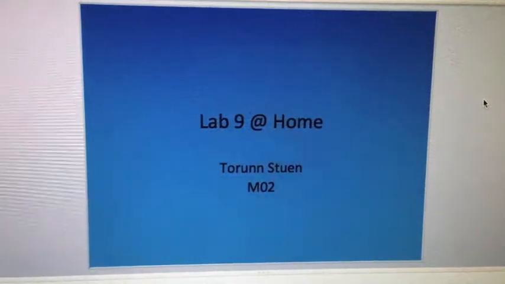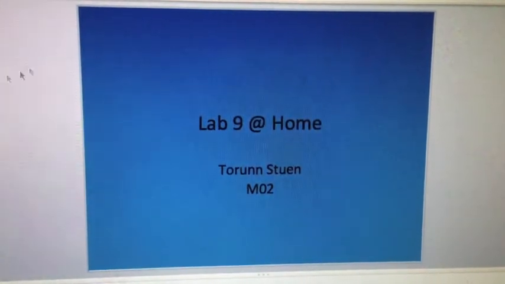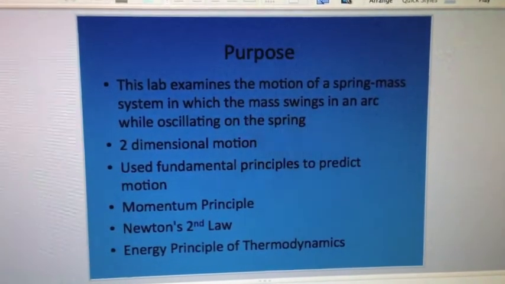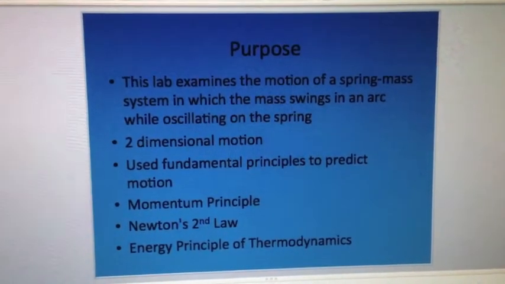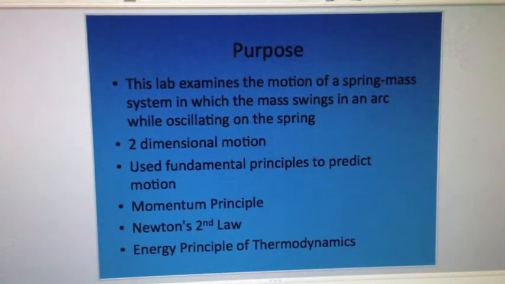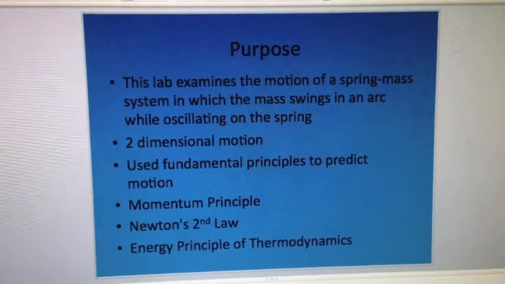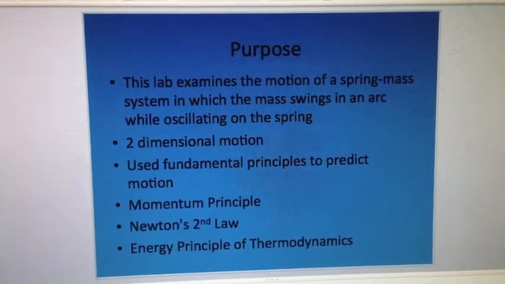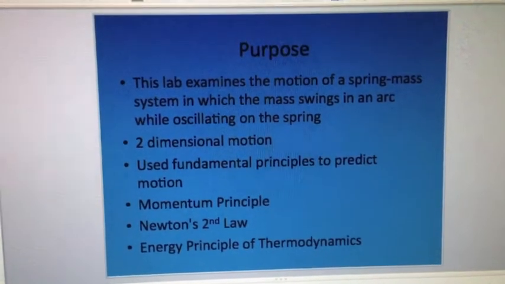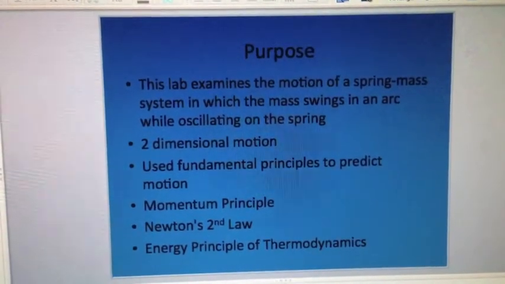Us doing with Lab Night at Home. First, we're just going to look at the purpose of this lab, which we just took into account the two-dimensional motion of a spring mass system in which the mass swings in an arc while oscillating on the spring. During this lab, we used the fundamental principles to predict our motion, which was the momentum principle, or Newton's second law, and the energy principle of thermodynamics.